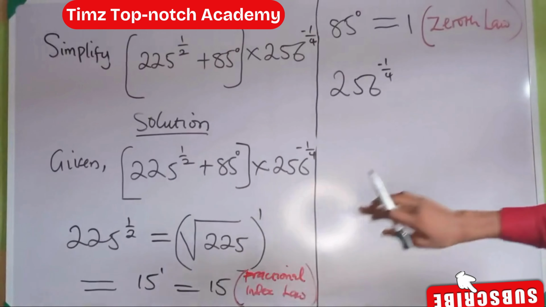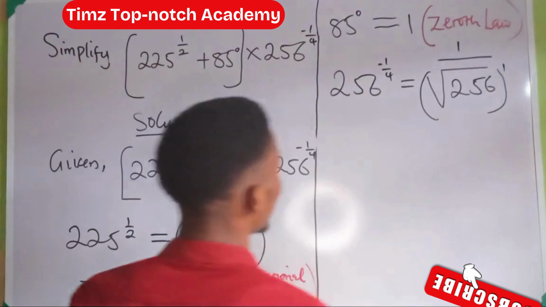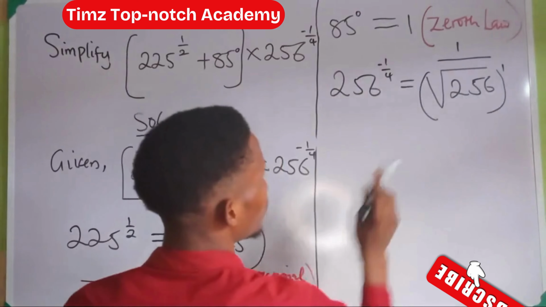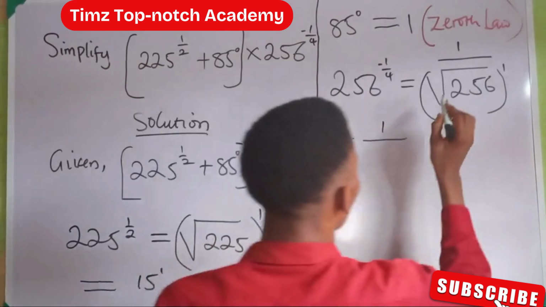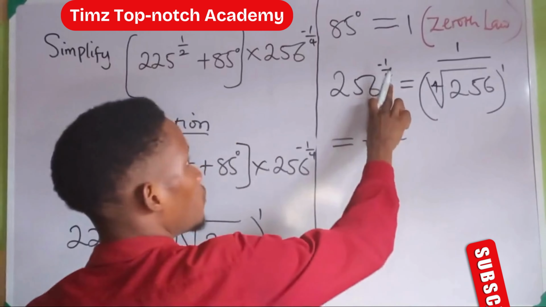So what you do now is 256 all raised to power of what? 1, which is what is here. Please don't be confused. I told you there are 2 laws there. So if you do that now, you're going to have 1 all over. Then the 4th root here is the 4th root. This stands for root. So taking the 4th root of 256, we're going to have 4. That means it's 1 over 4.